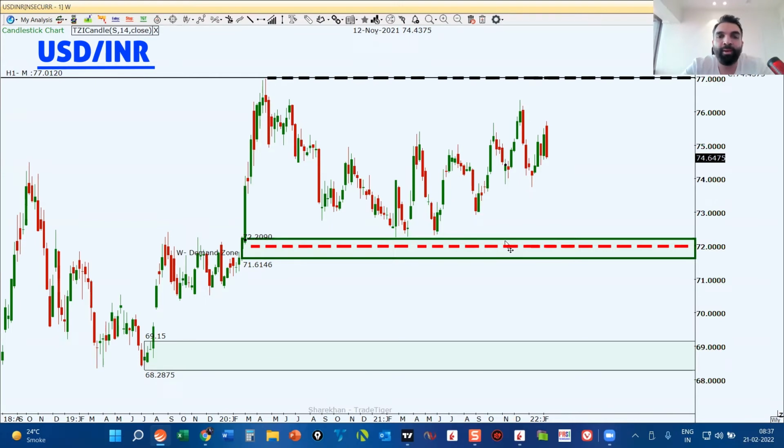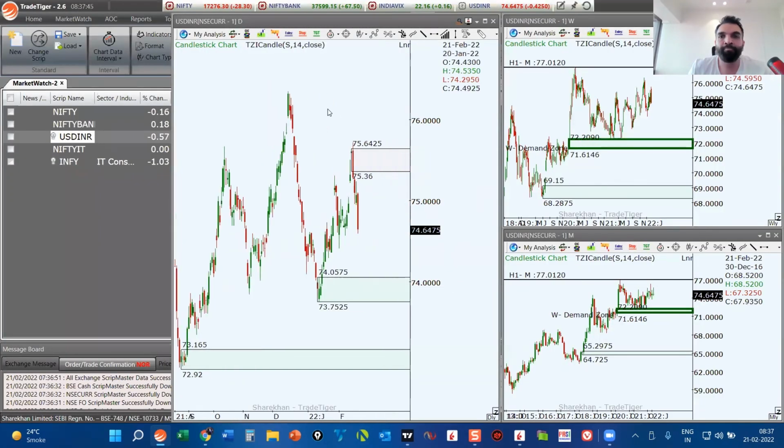And if the prices do revisit this level in the coming days or in the coming weeks, then more or less we are expecting to see the Nifty move up towards the all-time highs, right? So it's going to be a good idea to keep a check on the Nifty and the Bank Nifty when prices actually hit 72.20, so that using the inverse correlation, we can time our entries and our exits. So this is the level on the USD INR that I'm going to closely watch out for.